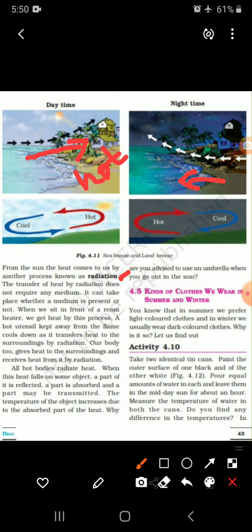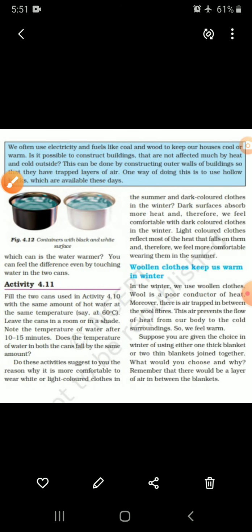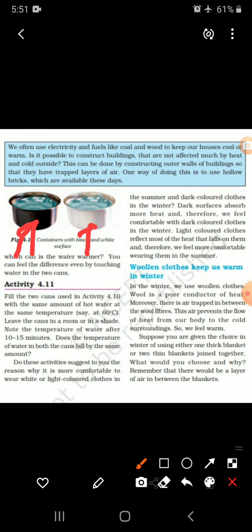Activity 4.10. Take two identical tin cans. Paint the outer surface of one black and of the other white. Pour equal amounts of water in each and leave them in the midday sun for about an hour. Measure the temperature of water in both the cans. Do you find any difference in the temperature? In which can is the water warmer? You can feel the difference by touching water in the two cans. What do you observe? The water in the black can will be hotter than in the white can.